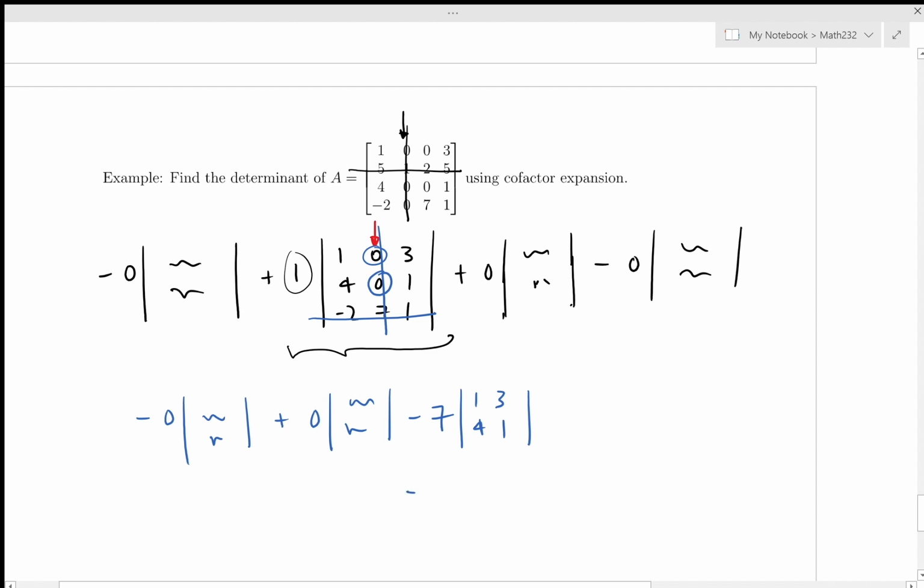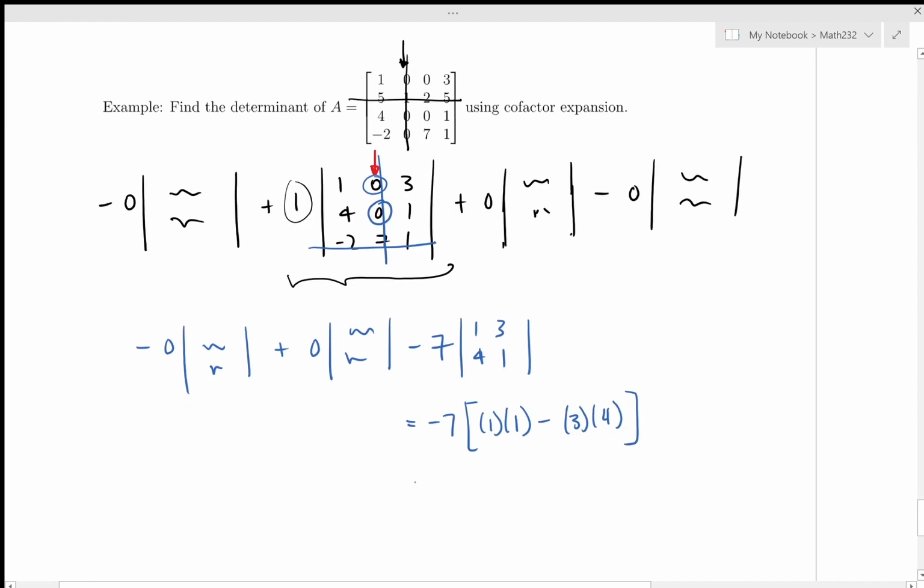And so that is going to be minus 7. Now what is that determinant? 1 times 1 minus 3 times 4. Okay, so that is minus 7 times (1 minus 12). And that is going to be minus 7 times minus 11, and that is 77. That is my final answer.